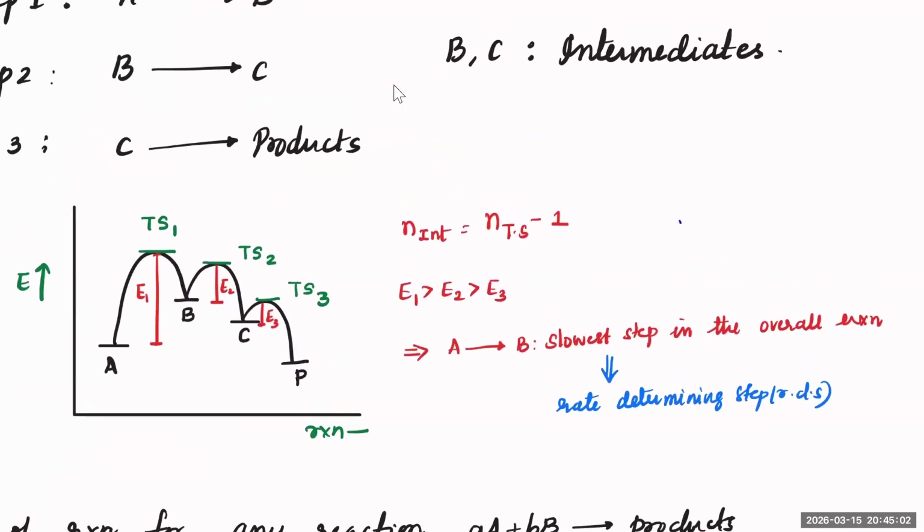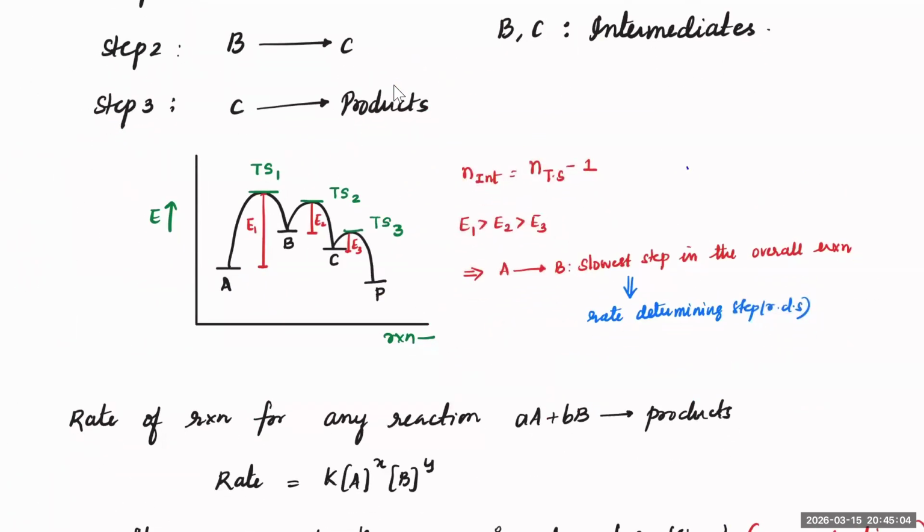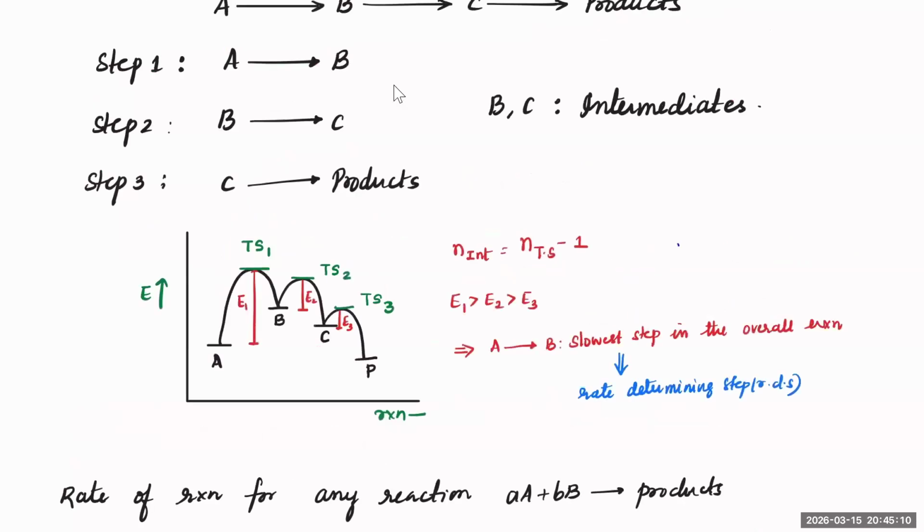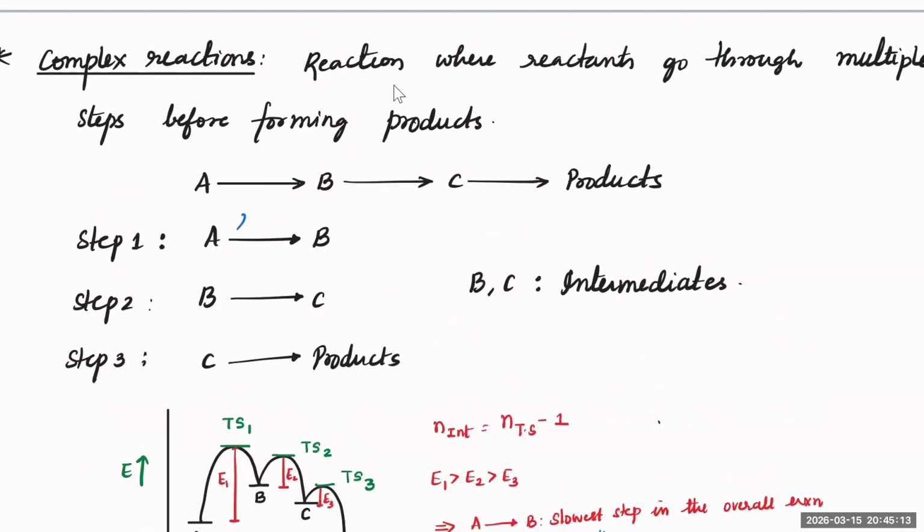Okay. So in this case, for instance, E1 looks to be the higher value. Hence, we can say A to B is the slowest step. So here I can write it as RDS or slow step of the reaction.